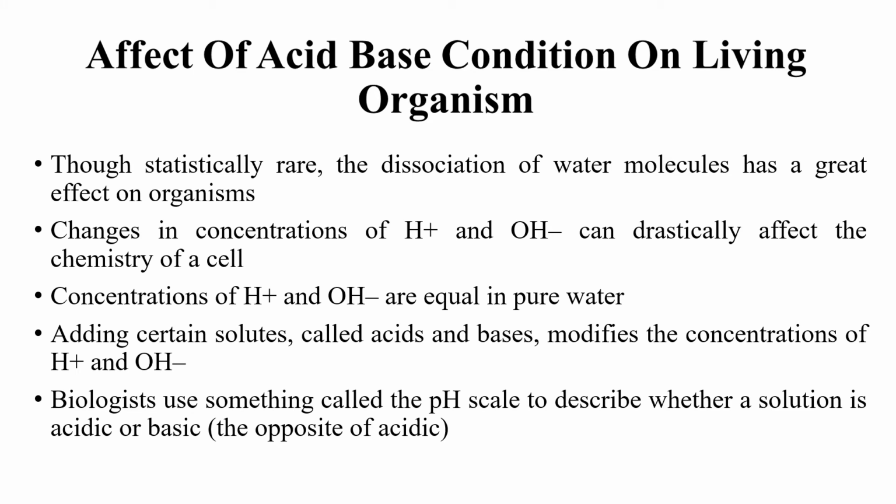Though statistically rare, the dissociation of water molecules has a great effect on organisms. Change in concentration of H plus or OH minus can drastically affect the chemistry of a cell. Concentrations of H plus and OH minus are equal in pure water. Adding certain solutes called acids or bases modifies the concentration of H plus or OH minus ions. Biologists use something called the pH scale to describe whether a solution is acidic or basic.